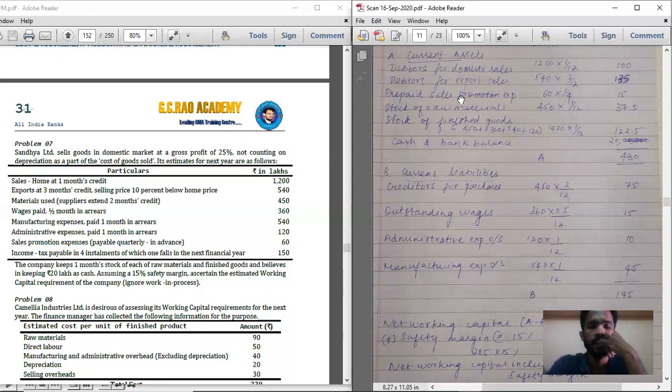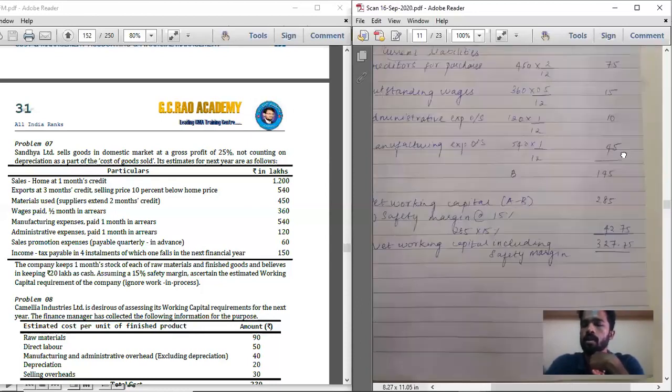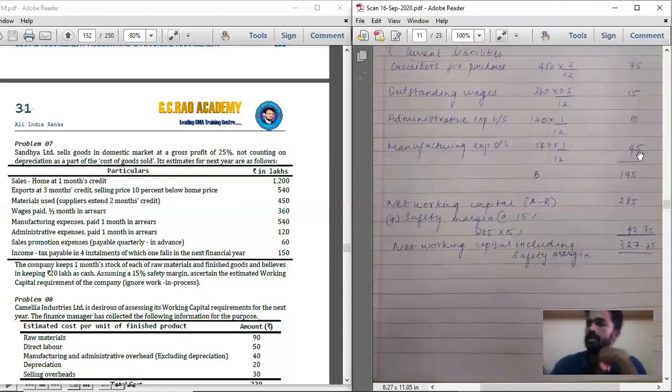Below that, manufacturing expenses outstanding. 540, paid in 1 month in arrears. So this is also 1 month. So 540 into 1 divided by 12. Amount column put 45. Now total the current liabilities.